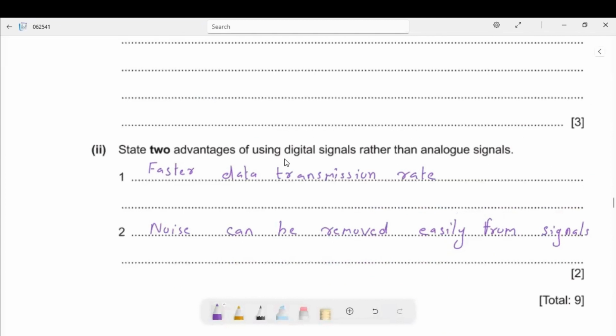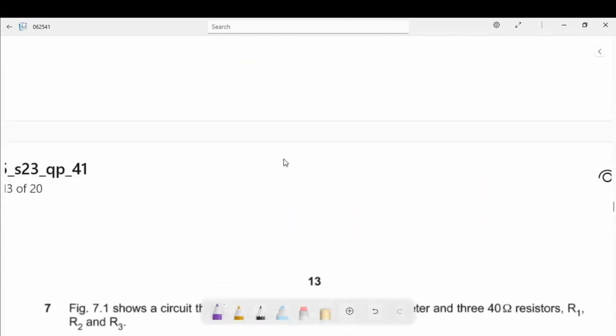State 2 advantages of using digital signals rather than analog signals. We prefer digital signals because of their faster data transmission rate and noise rejection is easy. Noise can be removed easily from the signals.